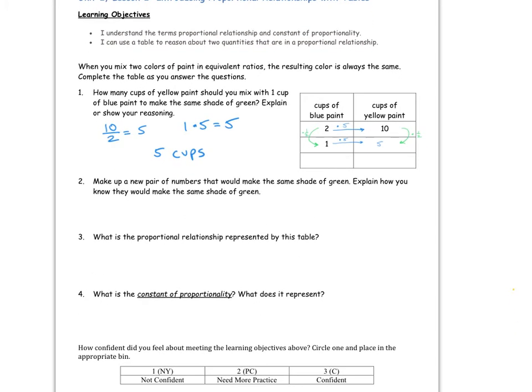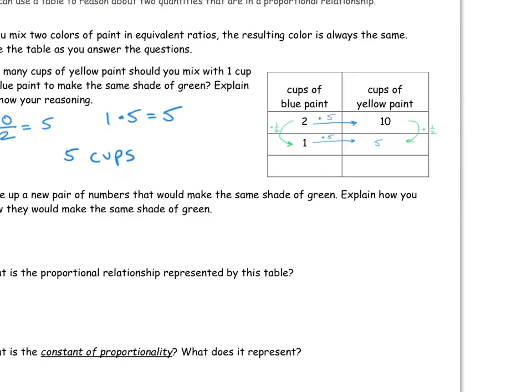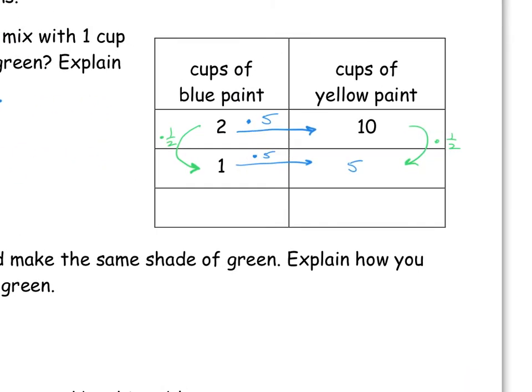Okay, question 2, it says make up a new pair of numbers that would make the same shade of green. Explain how you know that they would make the same shade of green. It doesn't really matter what number you start with; it could be whatever you want. So let's just choose a number for cups of blue paint. I'm going to choose the number 3. If I have 3 cups of blue paint, I can figure out how many cups of yellow paint by multiplying by, again, the constant of proportionality, 5. 3 times 5 is 15.